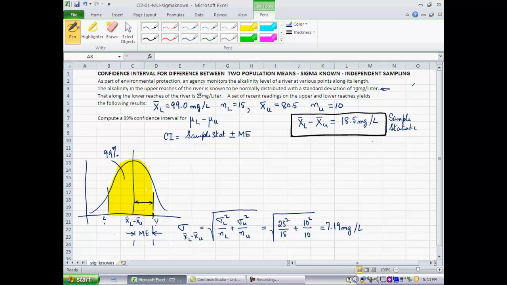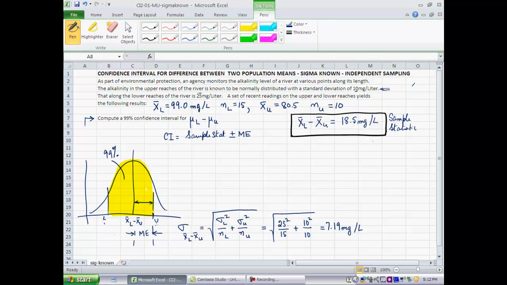Now we want to construct a 99% confidence interval for mu L minus mu U, the average alkalinity level in the lower part of the river minus the upper part of the river. What's the difference between the two? And one could think of reasons why we want to do that. Perhaps the upper part of the river is very pristine and there is more industry in the lower part of the river, and you want to test if there is any significant level of pollution and so forth. So that might be the practical setting within which this kind of problem might be solved.